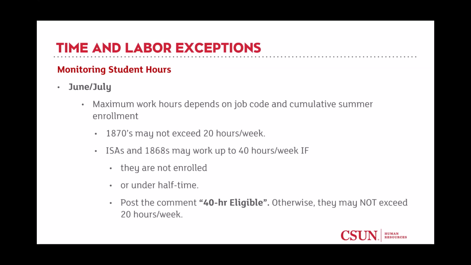Yes, monitoring your students' hours. For the summer months of June and July, to review, maximum work hours depend on job code and cumulative summer enrollment. So 1870s can't exceed more than 20 hours per week if they're enrolled half-time or more. ISAs and 1868s may work up to 40 hours per week if they are not enrolled or under half-time enrollment. We need to post a comment, 40-hour eligible. Otherwise, they may not exceed 20 hours per week.